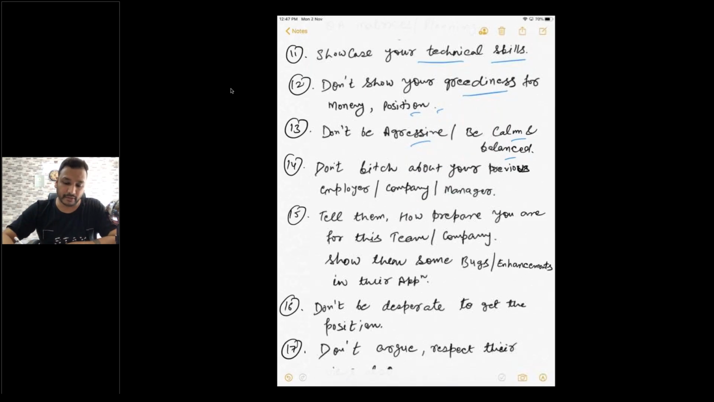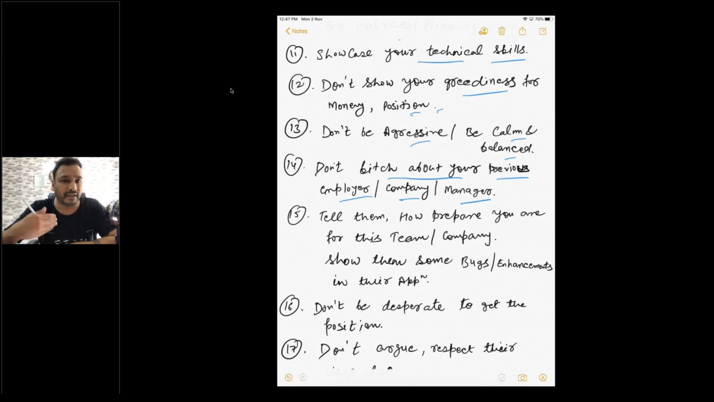Now, the 14th point: don't bitch about your previous employer, company, and manager. If you're bitching about your previous company, then obviously you can bitch about your current company or your future company or your future manager also. And that's a very, very bad impression. Doesn't matter what happened or what is happening in your previous company or your current company, that's okay. But don't unnecessarily put negative points at the time of interview.